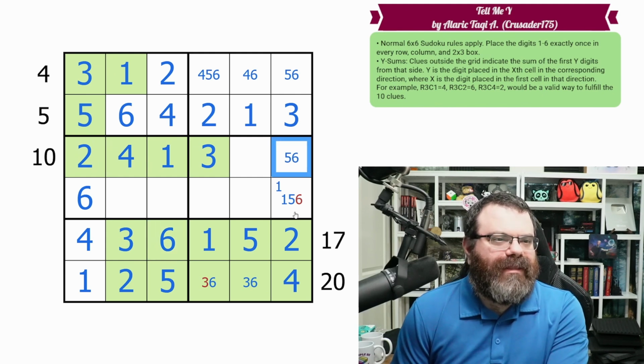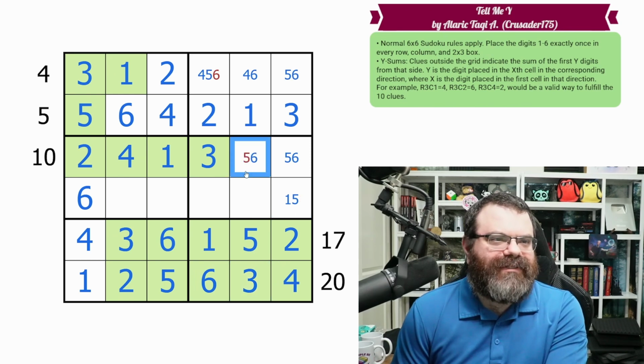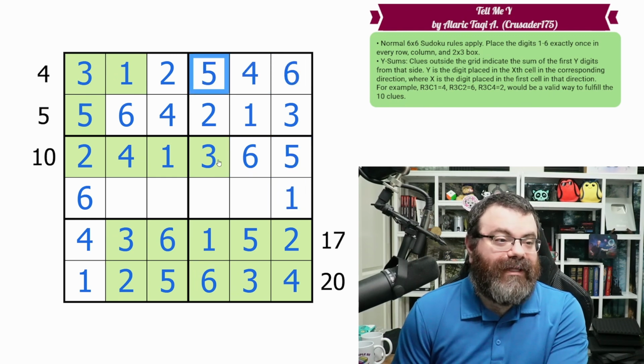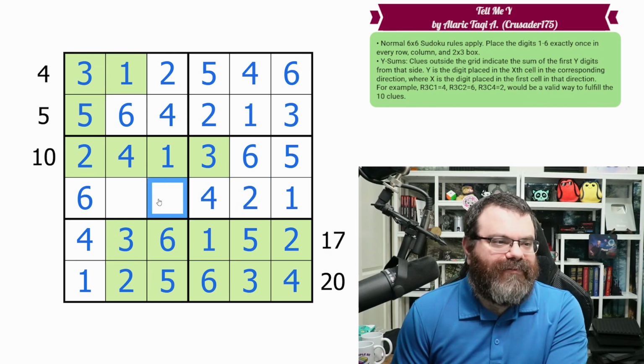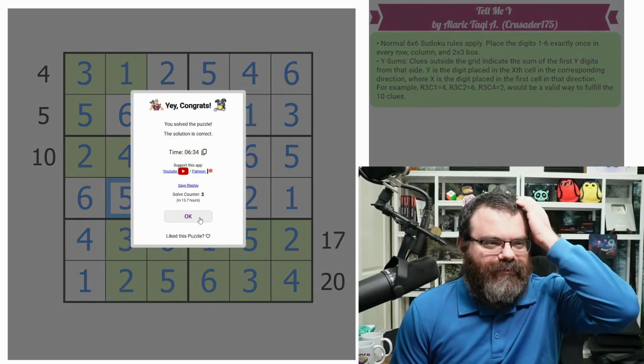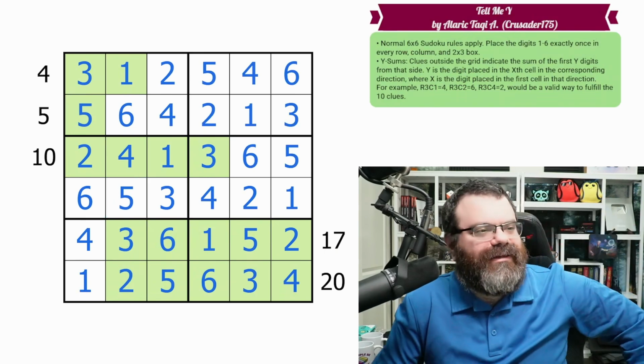And I think the rest should just be Sudoku. So I don't know what just happened, but that's 6, that's 3. Let's clean this up a little bit. This is a 5, 6 pair here, right? This 6, that's 5. So this ends up being 1 and 6 and 4 and 5. And then let's finish these. We need a 2, which goes here. We need a 4. We need 3 and 5, which go like that. And we're done. Neat puzzle, Crusader. I enjoyed that.